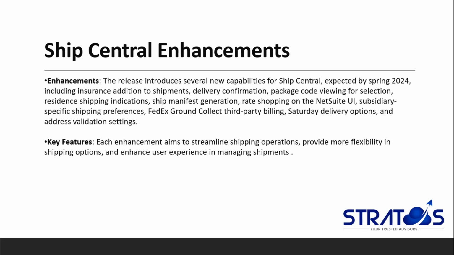So this release introduces several new capabilities, including insurance addition to a shipment's delivery confirmation, package code viewing for selection, residence shipping indications, ship manifest generation, rate shopping on the NetSuite UI, which is kind of a big deal. Subsidiary specific shipping preferences, FedEx Ground collect third-party billing, Saturday delivery options, and address validation settings.